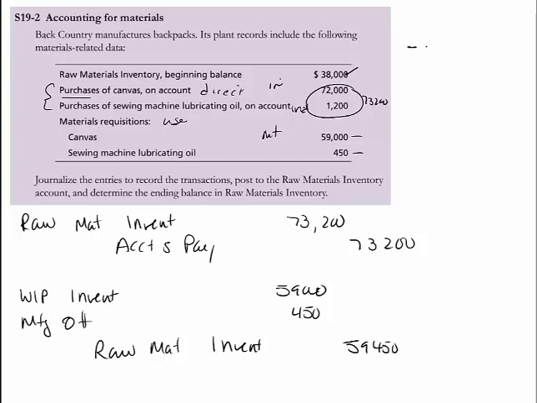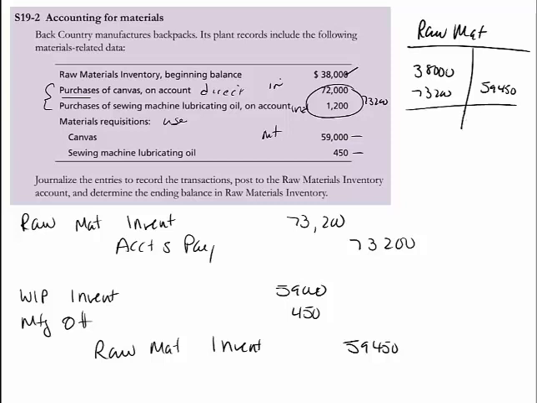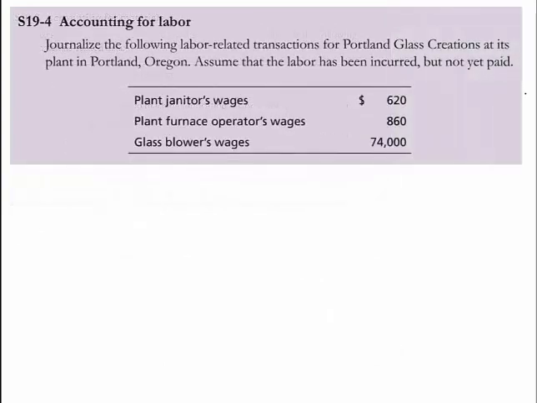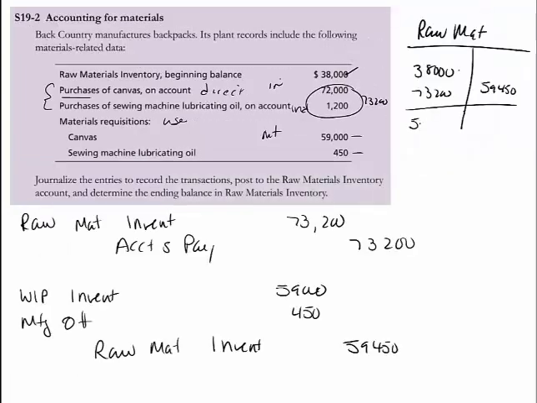And then it says, what's the ending balance? So here's my raw materials. I started with a debit balance of $38,000. What went in was $73,200. What went out is $59,450. You don't have to do a T account with this one. You could just say, here's what I started with plus this minus what went out, and I end up with $51,750. I think that is my ending balance there. All right. So there is the purchase of raw materials.